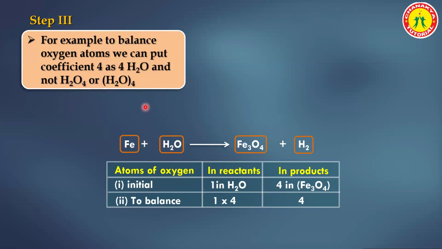That is, we can either take 4 molecules of H2O or 3 molecules of H2O, but we will not change the formula of H2O. Hence, we can write it as coefficient 4. That is, we have multiplied it by 4. So the number of oxygen on the left hand side has also become 4.